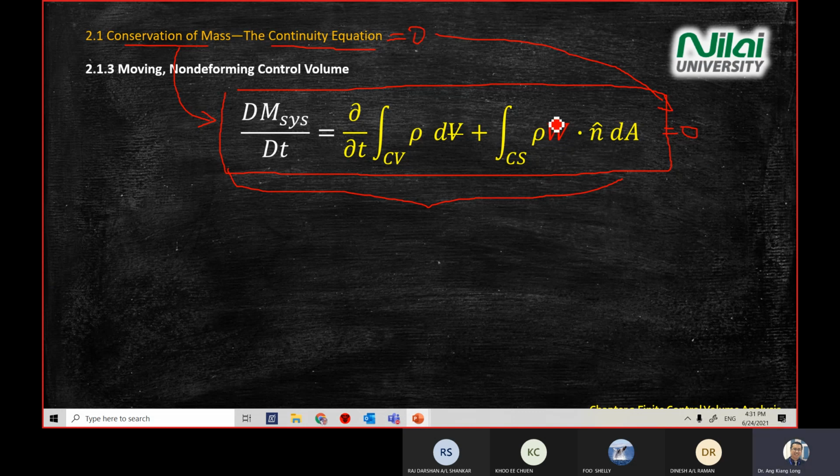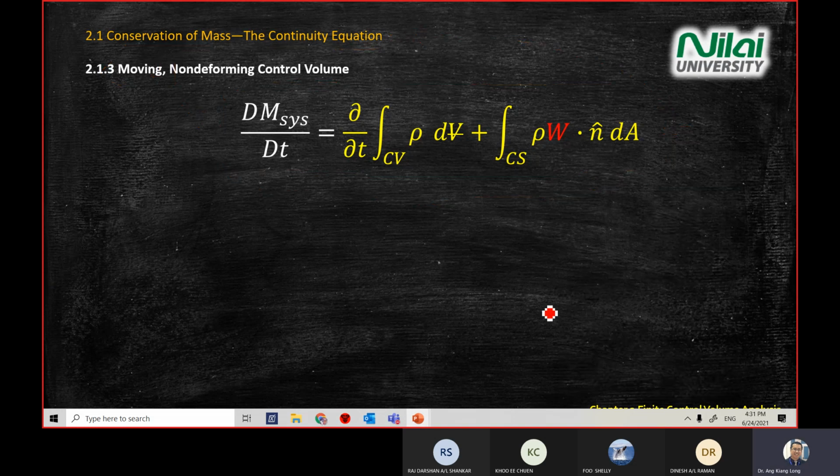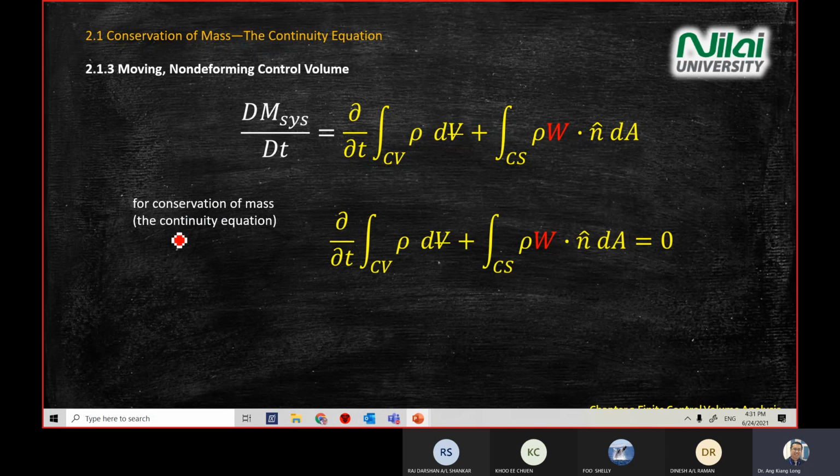All right, and you see when you write capital W again, it means that we are looking at a moving control volume. So same, if you talk about continuity equation, remember when you look at a moving control volume, change the V to capital W equals 0. Then we know that you are solving a moving control volume scenario.